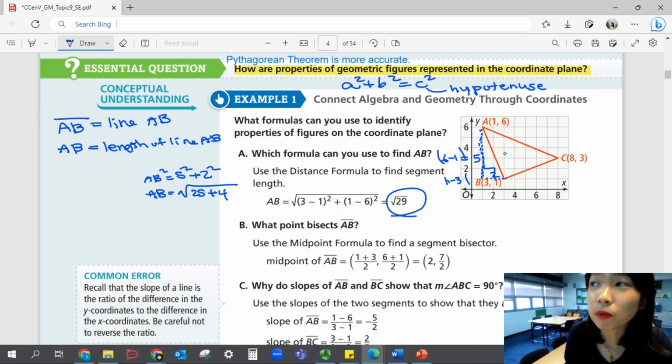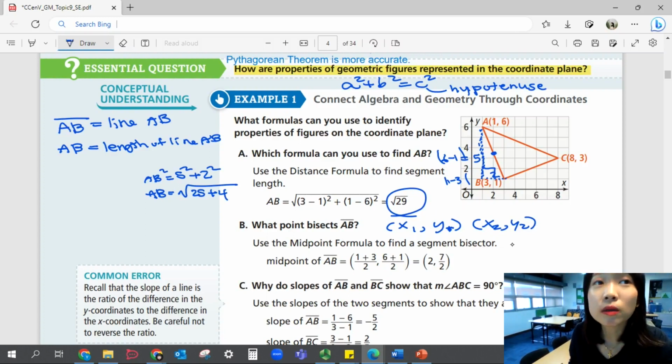You're going to use the midpoint formula to find a segment bisector. The midpoint of AB is in the middle, right? But how do you find the midpoint? There is a midpoint formula that you learned in Algebra 1. If you don't remember, for any points, x sub 1, y sub 1 and x sub 2, y sub 2, these are 2 points, and they just represent different values of x and different values of y.